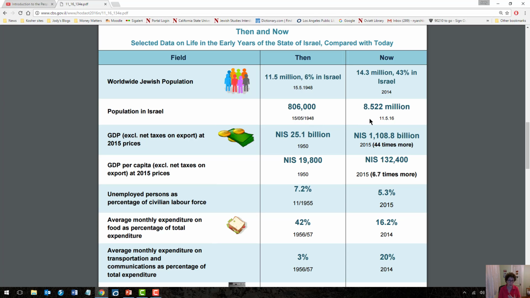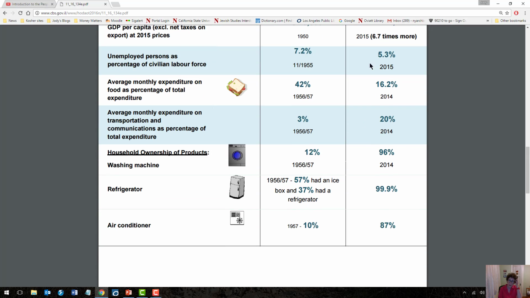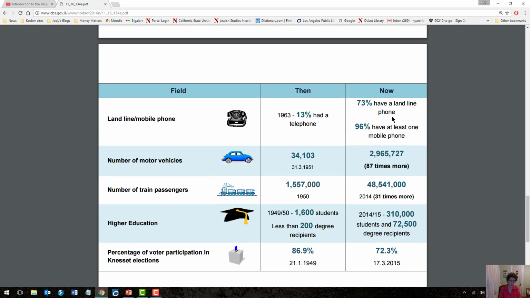Population entirely, you've seen that. You can see unemployment is lower than it was. People spend far less on food. Can you imagine spending 42% of your monthly income on food in '56, but now it's 16%. This is sort of interesting. 20% of your monthly expenditure is on transportation and communications. Like, what's that? And I think we have a clue over here. People have phones, a landline, and at least one mobile phone. To go to Israel, people are always on their phone.